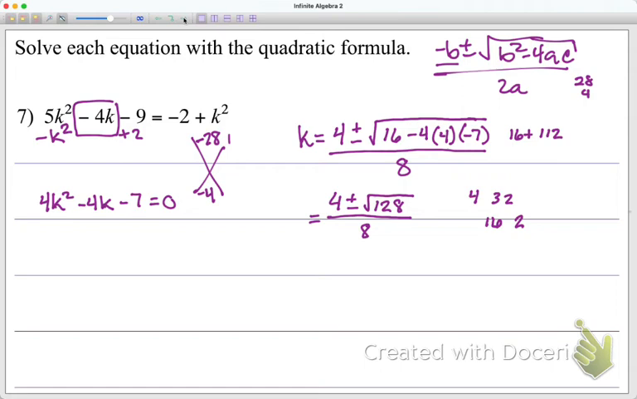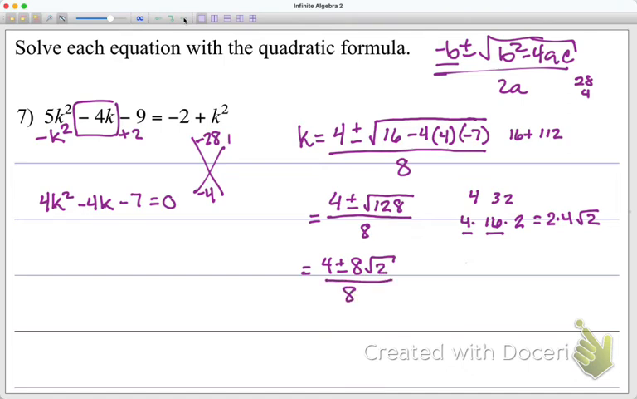Okay, so now I have 4 times 16 times 2. What's the square root of 4? 2. What's the square root of 16? 4. So it'll be 2 times 4 square root of 2. So what's 2 times 4? 8. So you have 4 plus or minus 8 square root of 2 all over 8.